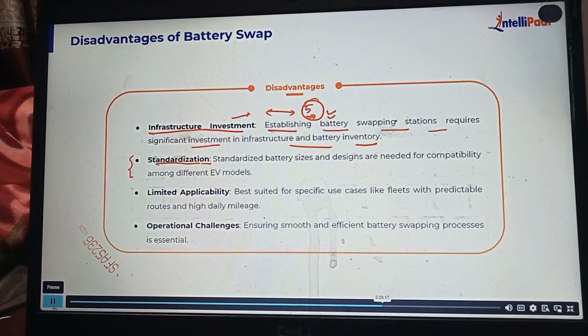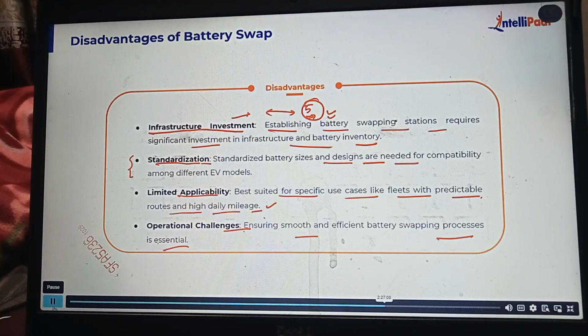And it is very challenging to swap these batteries for a huge vehicle. Suppose I'm talking about swapping the battery of a truck or heavy duty vehicle; it is very challenging to swap the empty battery with a fully charged one. Limited applicability: best suited for specific use cases like fleets with predictable routes and high daily mileage. Operational challenges: ensuring smooth and efficient battery swapping processes, which is essential in this case.